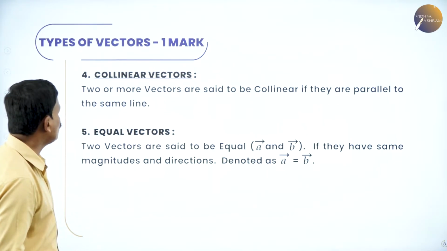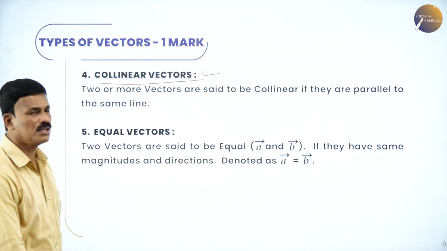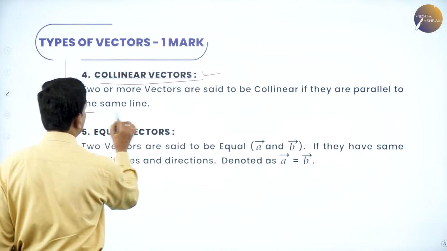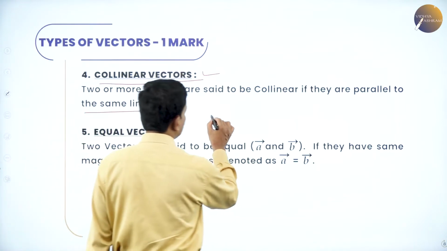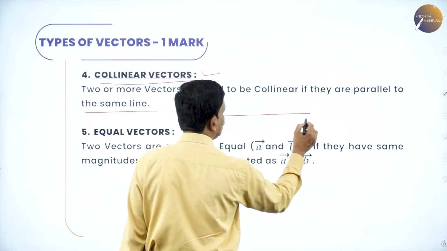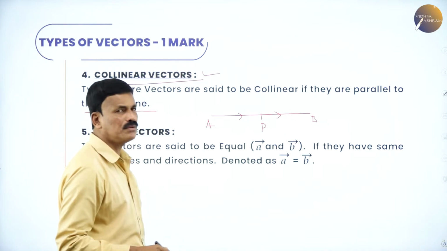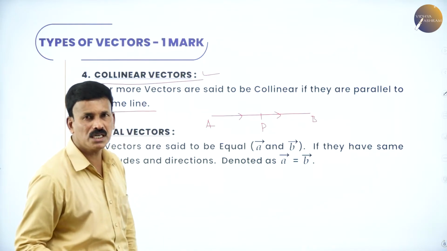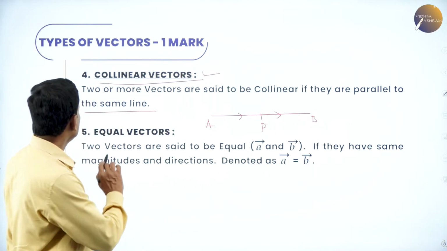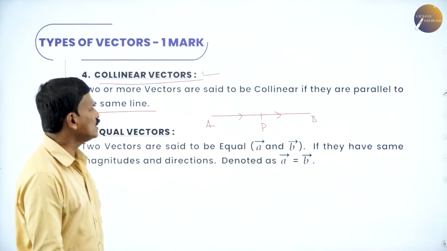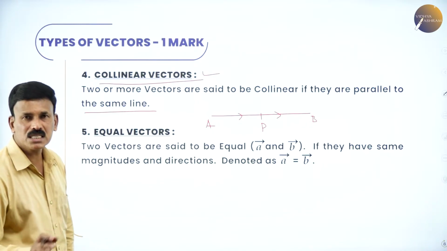Now let us come to the next, the fourth one, collinear vectors. Two or more vectors are said to be collinear if they are parallel to the same line. For example, let us consider these two points A, B and another point P. Then vectors AP and BP are collinear. So two or more vectors are said to be collinear if they are parallel to the same line. Here A, P, B are collinear, lying on the same line.